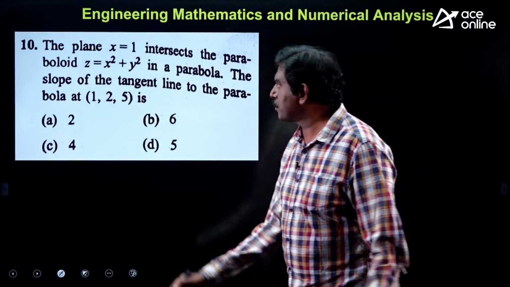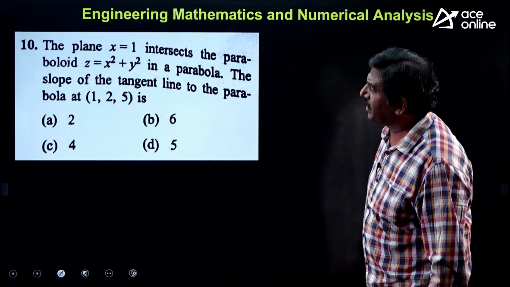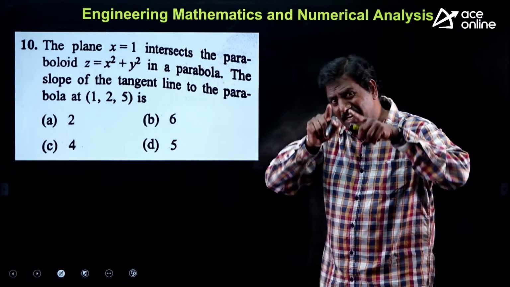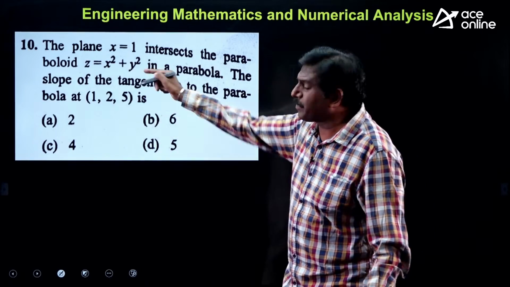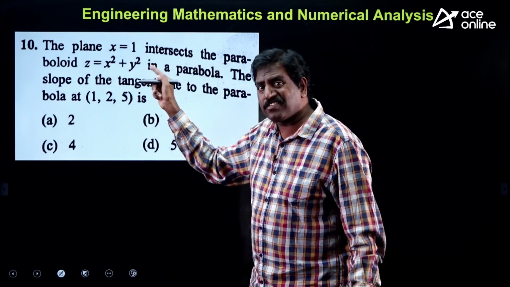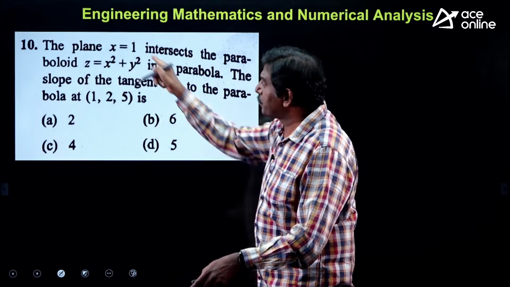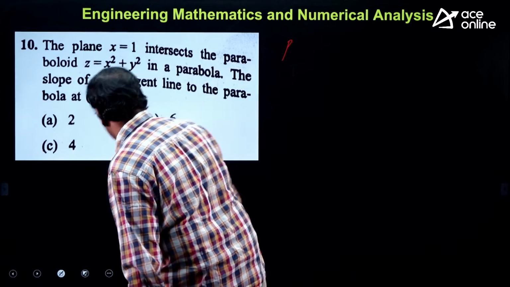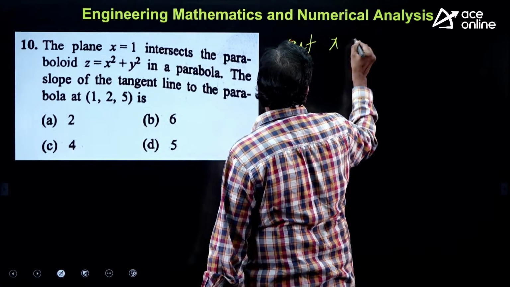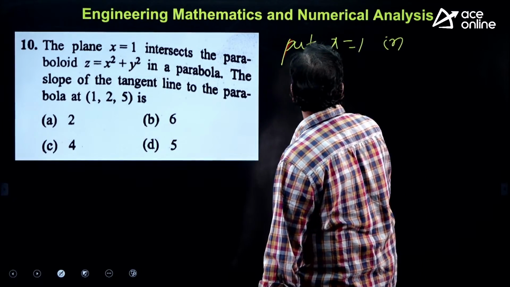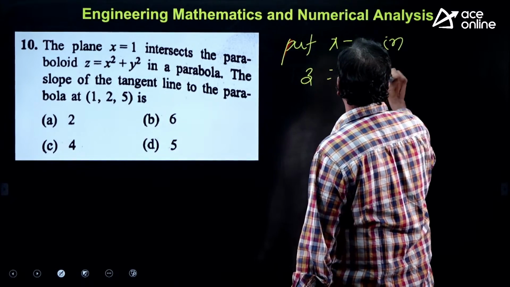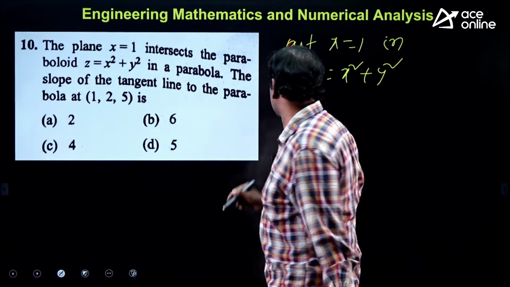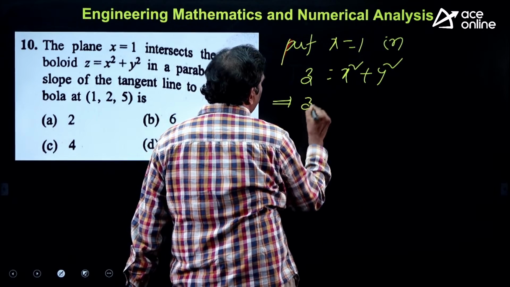Now coming to the next problem. The plane x equals 1 intersects the paraboloid z equals x square plus y square in a parabola. Here x equals 1 intersecting this paraboloid means x equals 1 lies on this paraboloid. So put x equals 1 in z equals x square plus y square, since clearly x equals 1 lies on this parabola because they are intersecting.